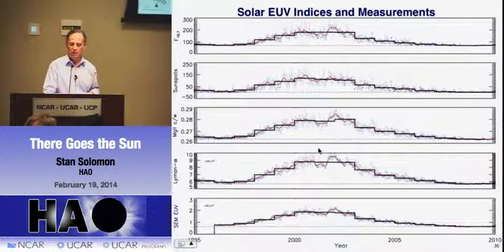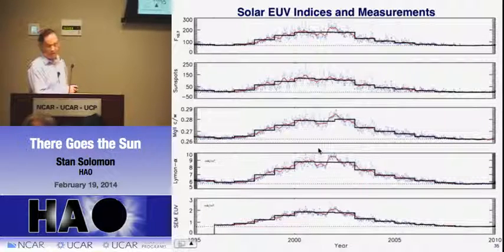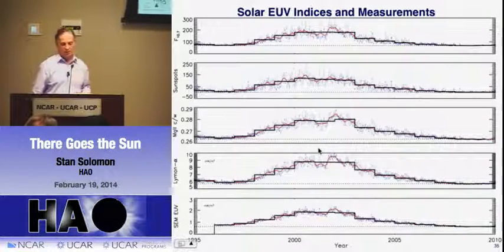Sorry. Here are several of those solar indices and measurements. The F10.7 radio flux, the sunspot number, magnesium-2 core-to-wing ratio, Lyman alpha composite, and an actual measurement of solar EUV from the solar EUV monitor on the SOHO satellite. This is the one actual EUV measurement we have going back a whole solar cycle.